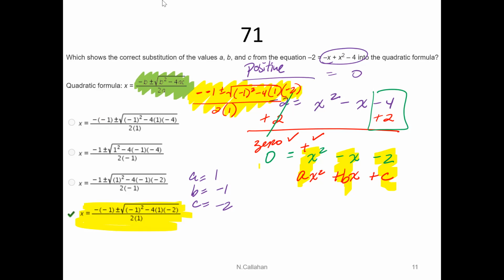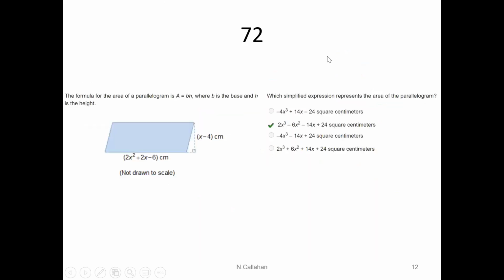Question number 72. The formula of the area of the parallelogram is A equals B times H, where B is the base and H is the height. Which simplified expression represents the area of the parallelogram? Okay, so first things first, area equals base times height. This is the H, this is the B. So go ahead and label that first.